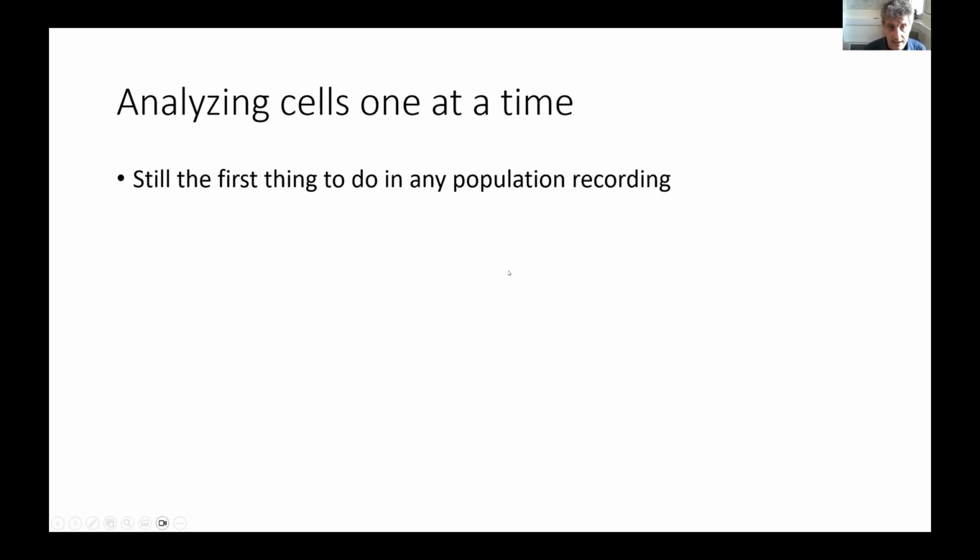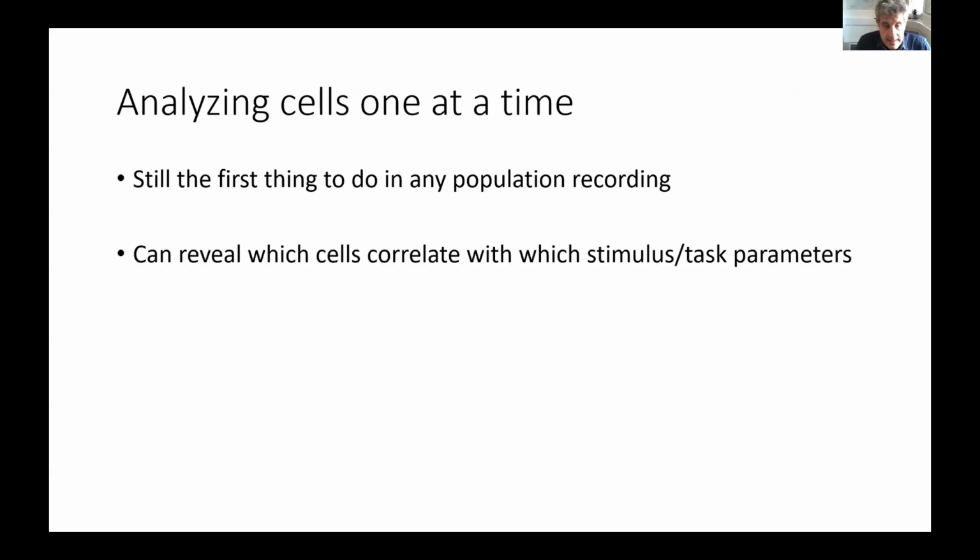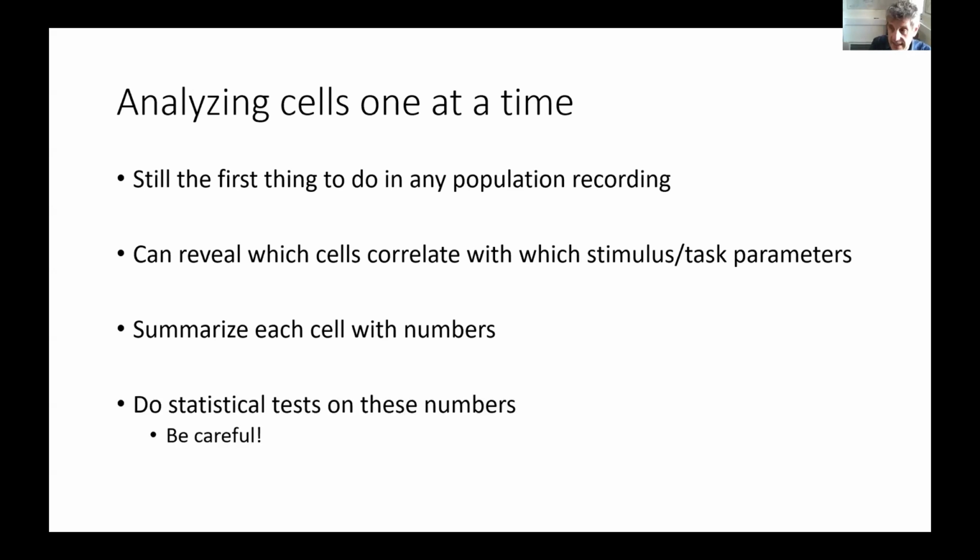Okay, so this is still the first thing you should do with any population recording: analyze your cells one at a time. And the main thing this does is it reveals which cells correlate with which parameters of your task or stimulus. What you normally want to do is first make some sort of graphical plot, like a raster, we'll show this in a moment, and then summarize each cell with a number, and then do statistical tests on the numbers, because you've got more cells than you can look at. You want to look at some examples, then get numbers that summarize those examples, and then do statistical tests. You've got to be careful with the statistics for reasons I'll come to.